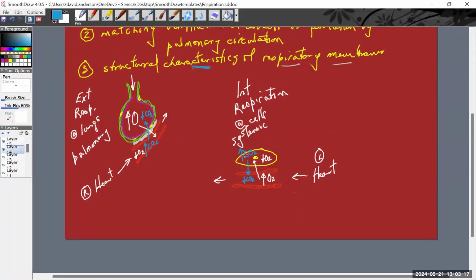So we're going to move from high to low, from high to low. Down at the tissues, the result of that is that the cells get new oxygen and get rid of the CO2. Up at the lungs, we deliver the CO2 to the alveolus to breathe it out. We breathe in new oxygen, create a high oxygen environment for delivery to the blood vessels from the pulmonary circulation.